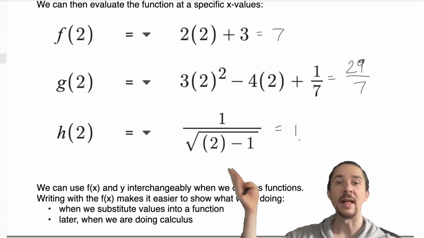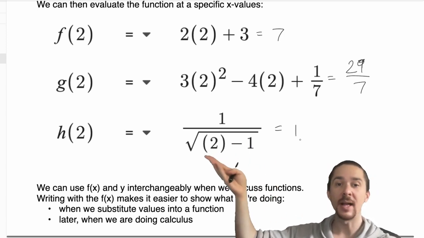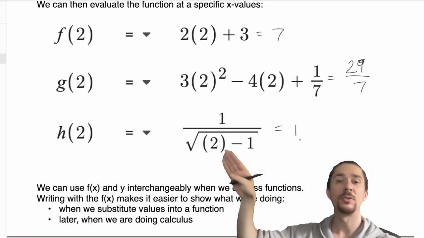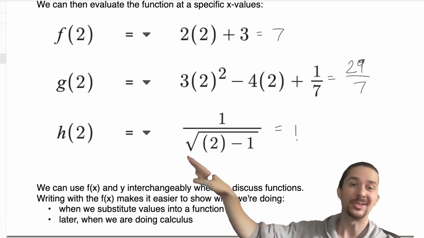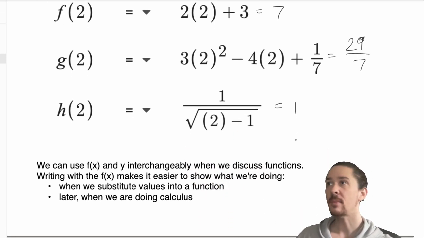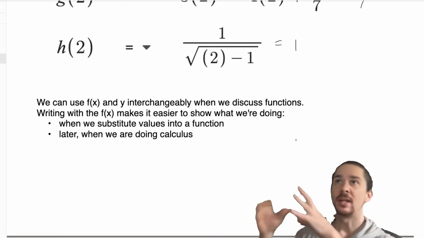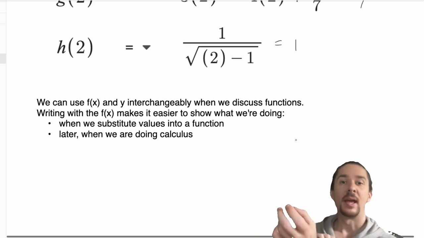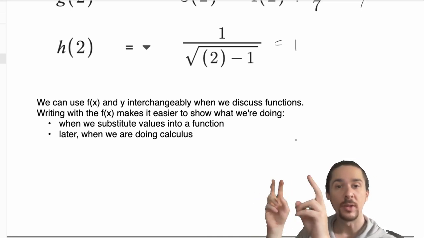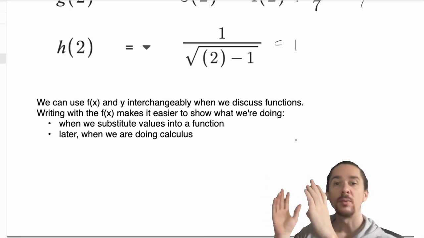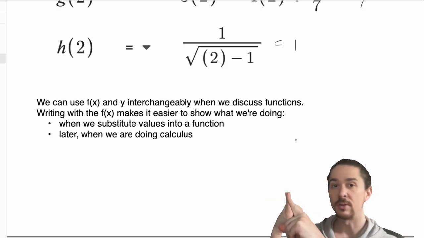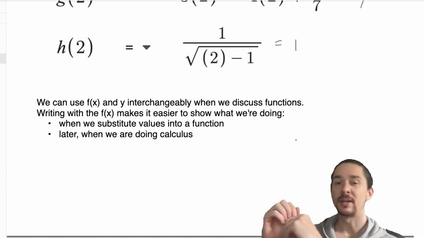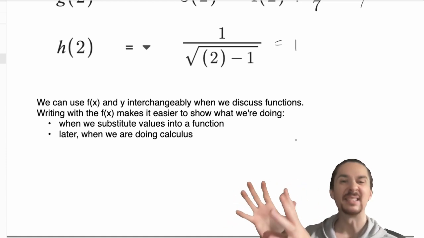Okay, so we can evaluate a function at a particular value. All we're doing is substituting that value into x. You've done this before, you just haven't used this notation before. Now this notation, f of x, can be used interchangeably with y. When we write it with the f of x, it makes it easier to show what we're doing when we're substituting values into the function, and also later when we're doing calculus. Using the f of x notation is going to make things clearer.